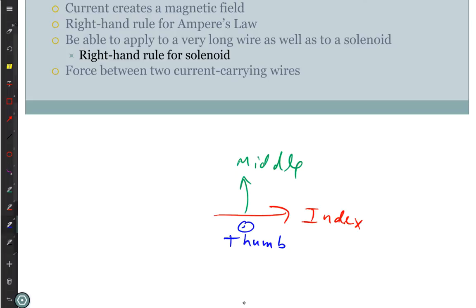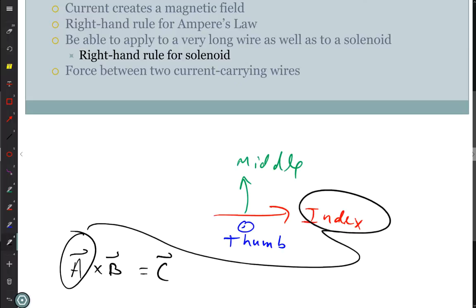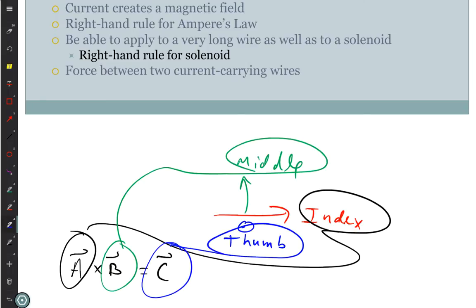If I have something like A cross B equals C, then the first item in the cross product is the index finger, and the second item in the cross product is the middle finger. I should have used color coordination here. And the answer is the thumb. So regardless of which cross product equation it is, it's the same rule.